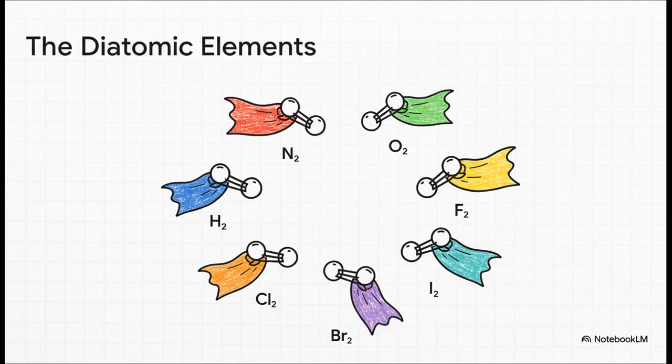And here they are, the Super 7 diatomic elements. You're definitely going to want to remember these guys. Hydrogen, nitrogen, oxygen, fluorine, chlorine, bromine, and iodine. So from now on, whenever you see one of these elements standing all by itself in an equation, you gotta remember to write it with that little subscript 2.